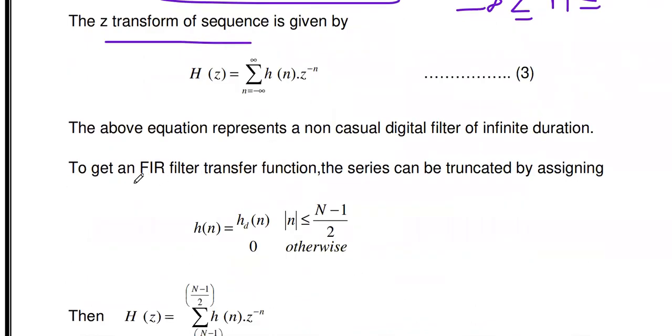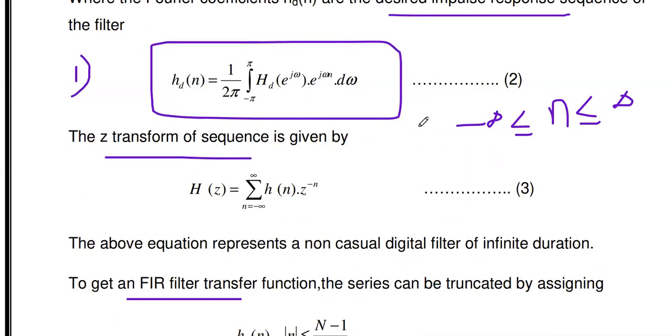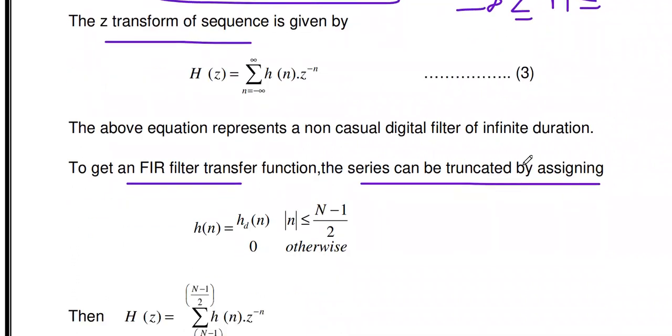But our aim is to design only the FIR transfer function. So that's why this hd of n, for n from minus infinity to infinity, we have to restrict to some finite samples. So this series can be truncated. Truncate means we keep however many samples we want, say the center 11 samples or 9 samples, and we discard the remaining samples. That is said to be the truncation.